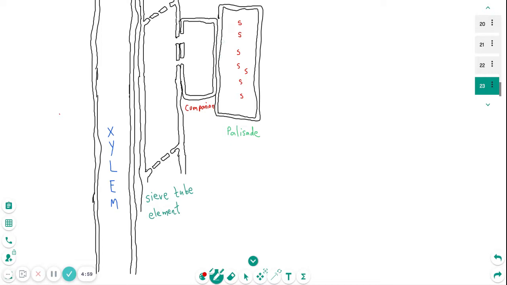And co-transport needs to bind basically with a hydrogen ion. And those hydrogen ions are going to come from the companion cell. So the companion cell is actively transporting hydrogen ions out into the source. This requires ATP. So this is active transport.